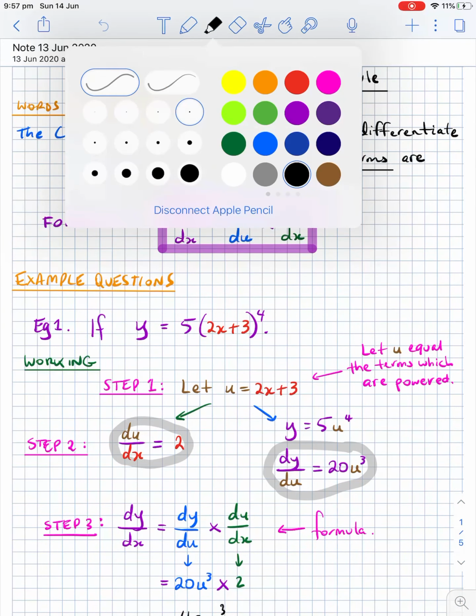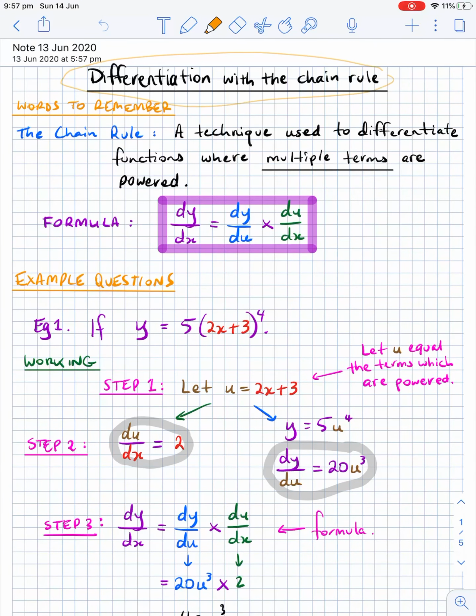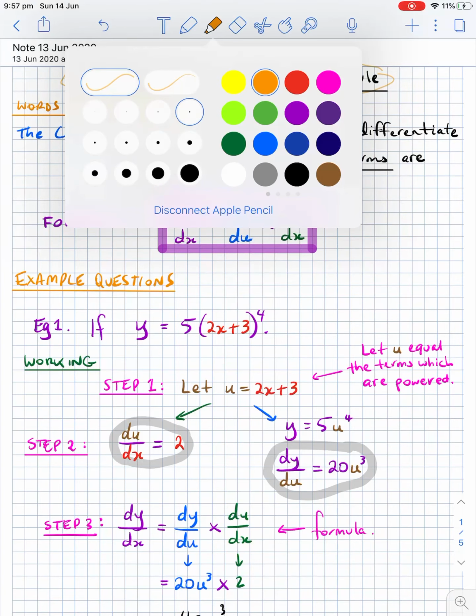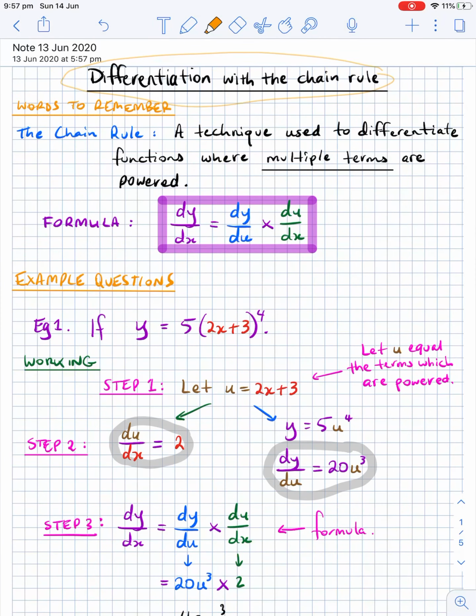Hi guys, for today's lesson we're going to be dealing with differentiation using the chain rule. So what do I mean by this? What is the chain rule? It's a technique used to differentiate functions where multiple terms are powered.